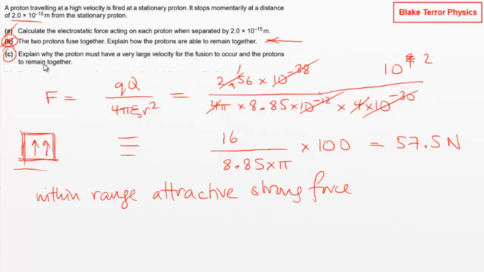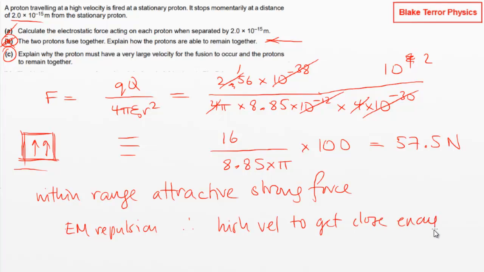Right, moving on to part C though. Explain why the proton must have a very large velocity for the fusion to occur and the protons to remain together. Well, we've got this electromagnetic repulsion between the two protons. So you need a high velocity to get them close enough for the strong nuclear force to take effect. So just turning that into a more coherent sentence.